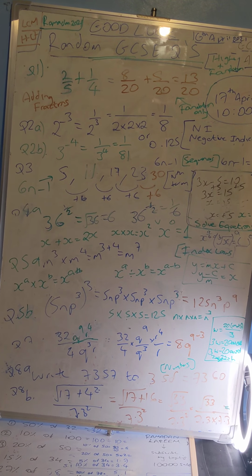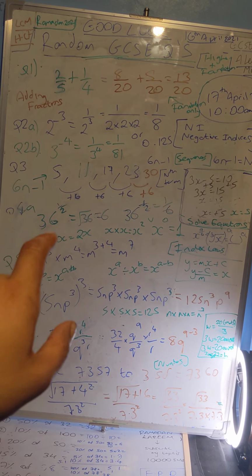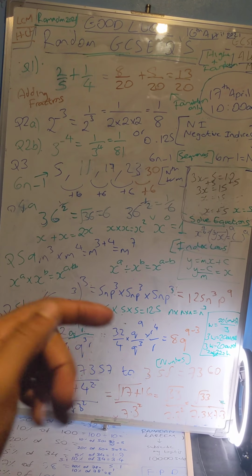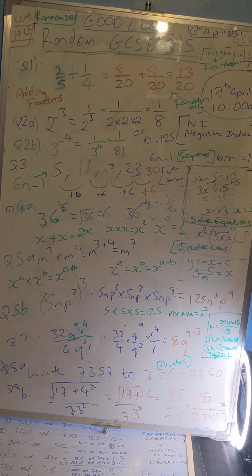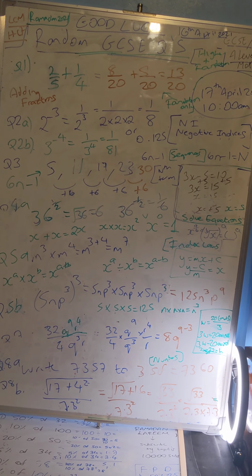Okay, question number 4, guys. So it's looking at fractional indices. 36 to the power of a half. So power of a half means square root, guys. So it's the square root of 36, which equals 6. So make sure that you're happy with your square numbers, your cube numbers, and power of 4 numbers as well.